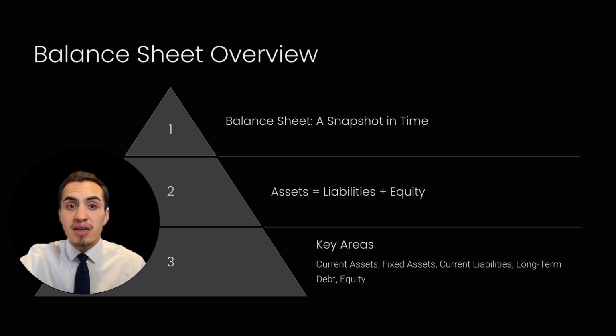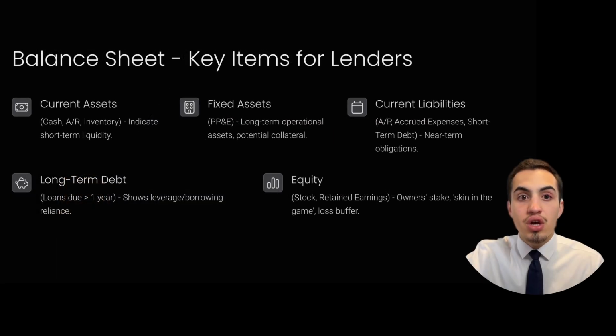From a lender's perspective, we focus on some key areas. We analyze current assets like cash, accounts receivable, and inventory to gauge liquidity. On the other hand, current liabilities represent near-term obligations the company must meet. Long-term debt is crucial for understanding leverage, and equity, the owner's stake, shows their commitment and provides a cushion against potential losses.